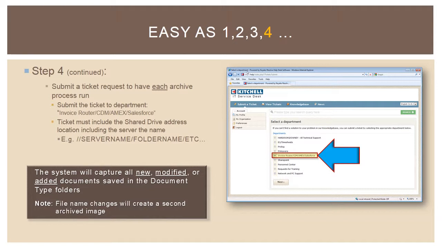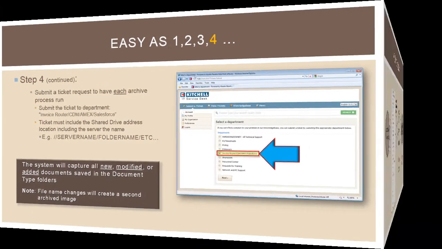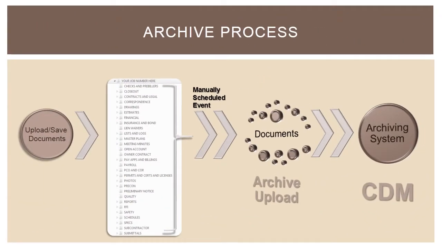A new ticket must be submitted for each scheduled archive event. You will receive a confirmation of archive completion via email when your documents have been successfully captured in the system. An IT specialist may contact you if errors occur during the archiving process. You will need to correct those errors. This is a visual representation of the shared drive archiving process, in which documents are saved to the folder structure, the archive event is scheduled, images are captured and stored into the archiving system, also known as CDM.